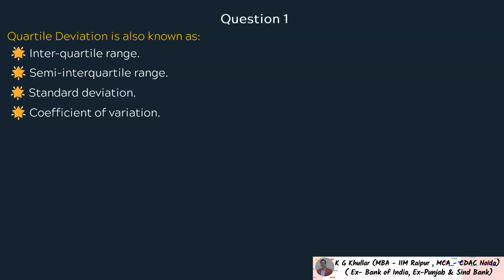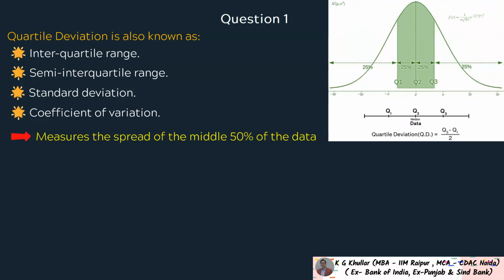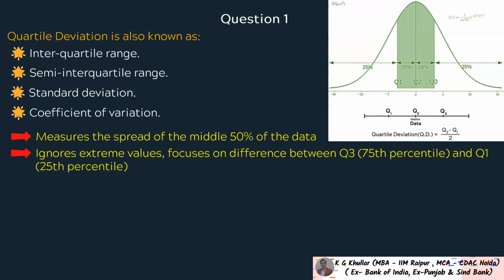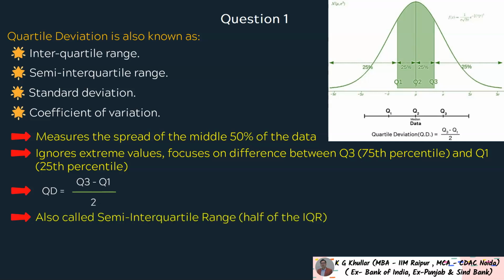Friends, please note quartile deviation measures the spread of the middle 50% of the data, as you can see in this image. Unlike range, it ignores extreme values and focuses only on the difference between the first and the third quartiles. So the formula to measure quartile deviation is very simple. That is, quartile deviation equals Q3 minus Q1 divided by 2. Here Q1 is the first quartile, that is the 25th percentile, and Q3 is the third quartile, that is the 75th percentile.